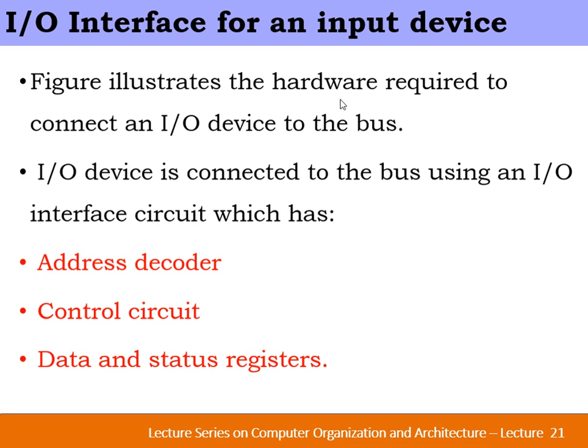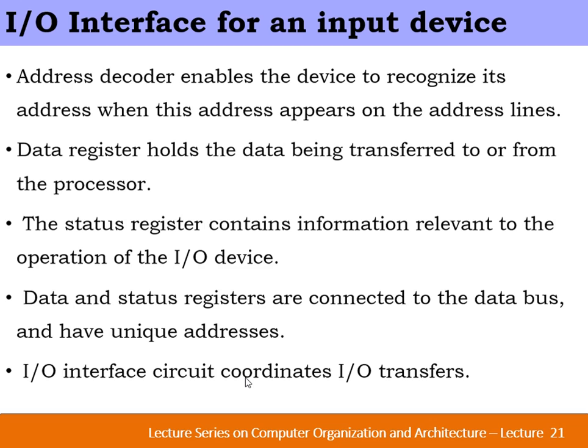So the hardware components required are address decoder, control unit, control circuit and data and status register. An IO device is connected to the bus using an IO interface circuit. If an IO device needs to be connected to the bus, it has to make use of an IO interface circuit, which consists of, as I told, address decoder, control circuit, data and status register.